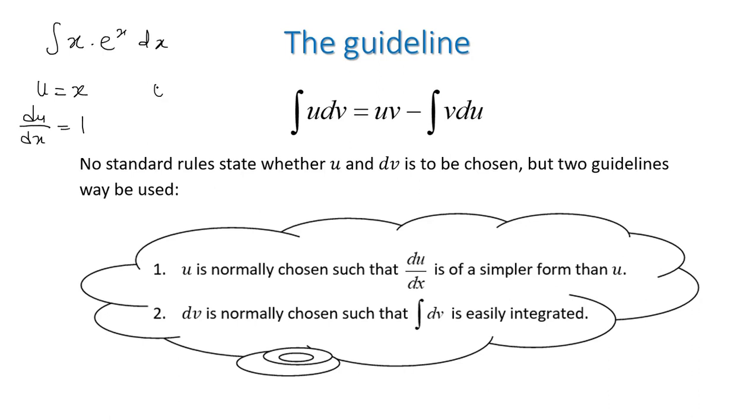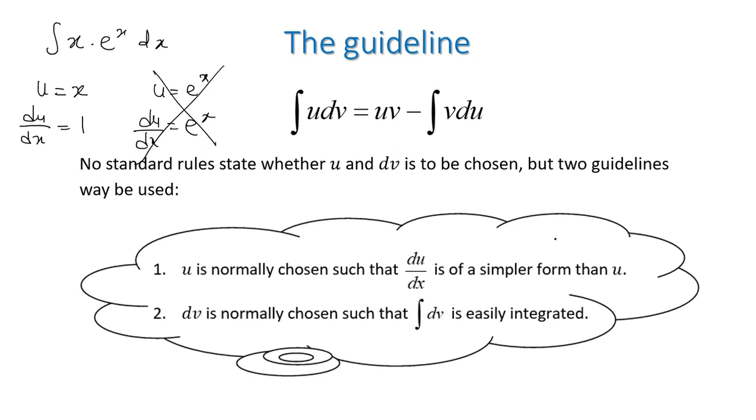Let's say we take u equal to exponent of x. Differentiate, you get exponent of x. Is exponent of x simpler than exponent of x? The answer is no. It's actually the same. So it's not suitable to choose u as the exponential. So this is the first guideline.